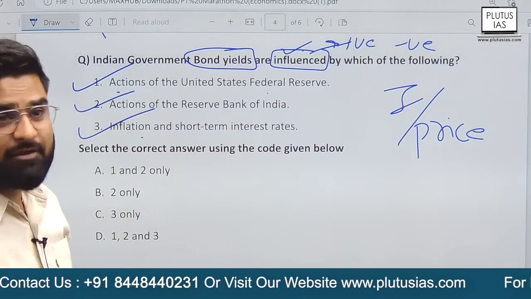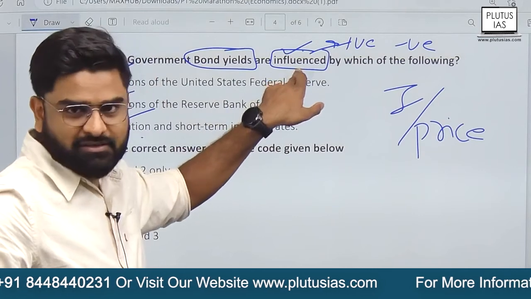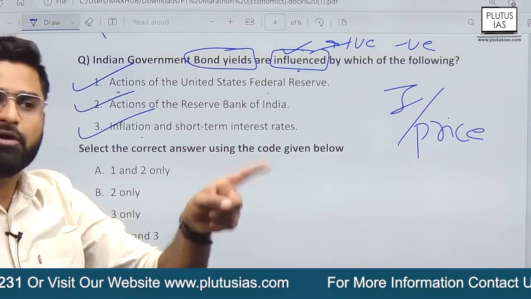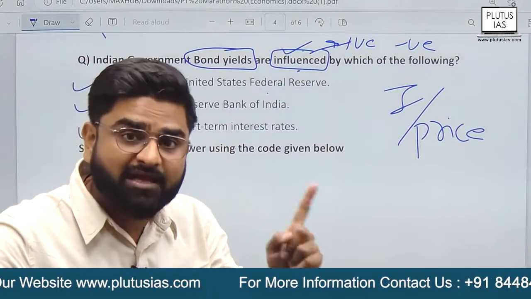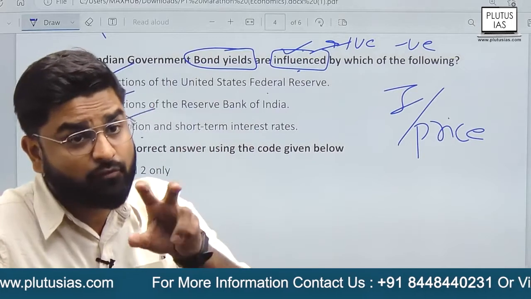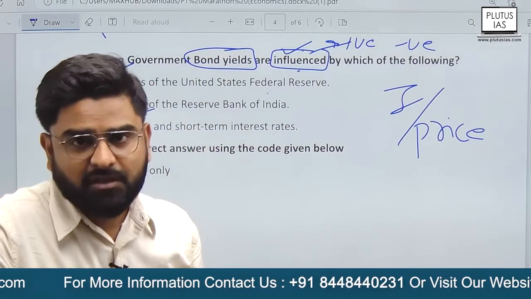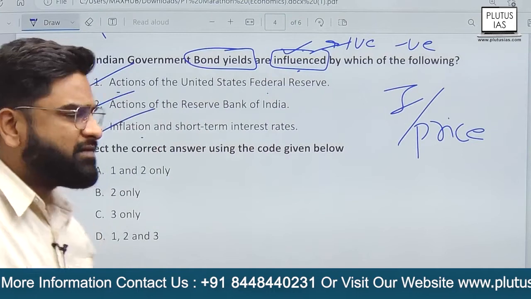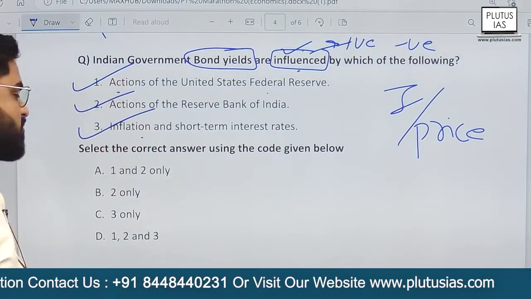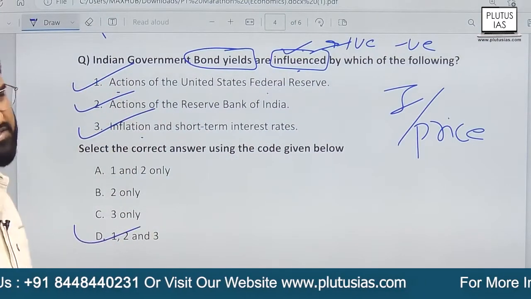This question is an easy one because they have used the word influenced. It never says positive or negative influence. If it had said negative influence or positive influence, then you would have to put your brain to work. But it simply says influence, so obviously anything can influence. So your answer directly becomes D. Easy question.